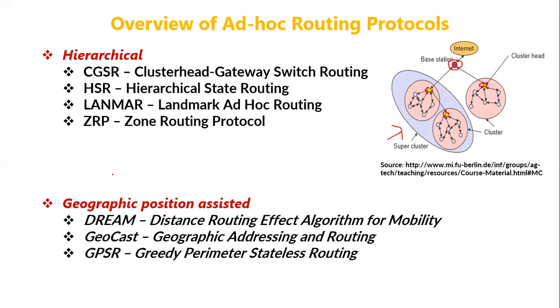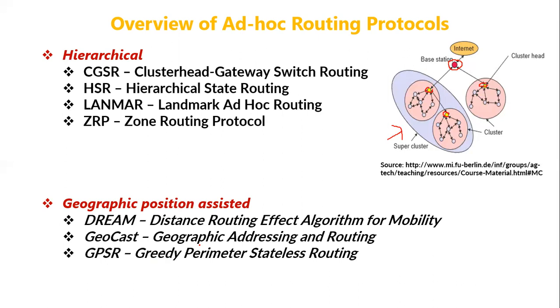These are some of the routing protocols which come under the geographic position assisted algorithm. DREAM, distance routing effect algorithm for mobility. Geocast, geographic addressing and routing. Geocast allows a message to be sent to all nodes in a specific region, and this is done using addresses based on geographic information instead of logical numbers.